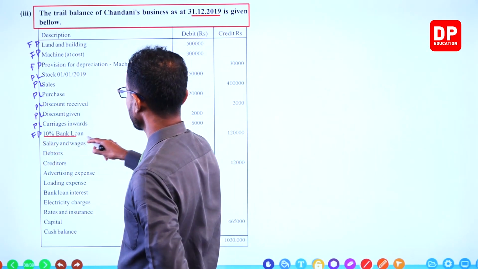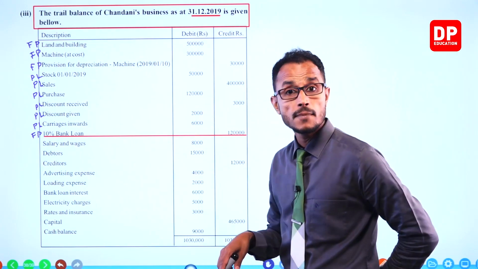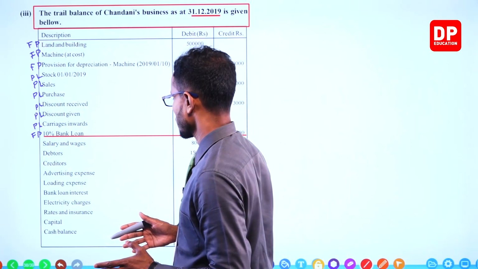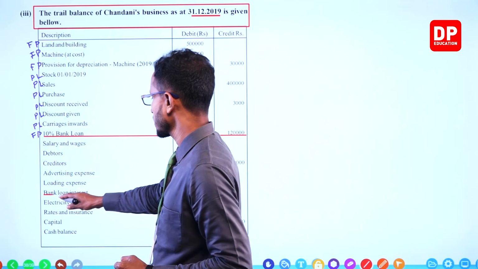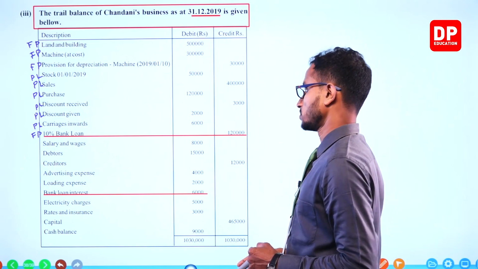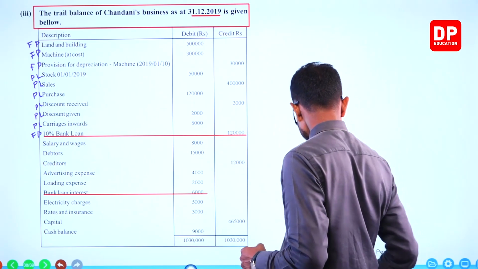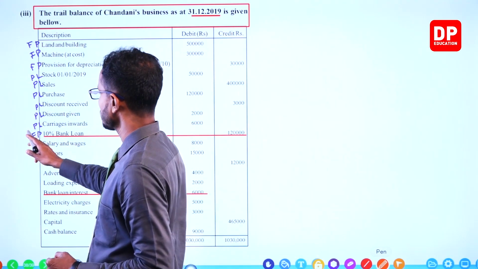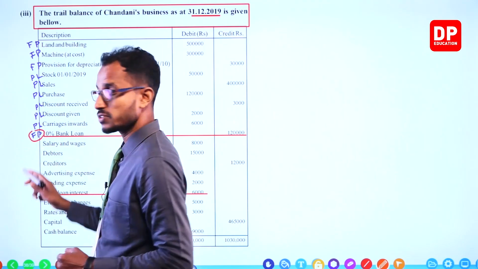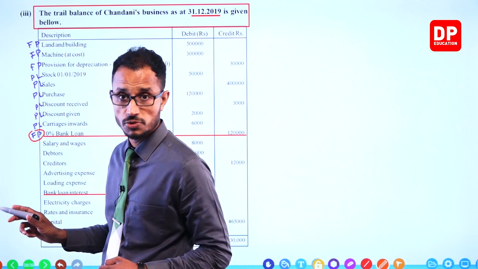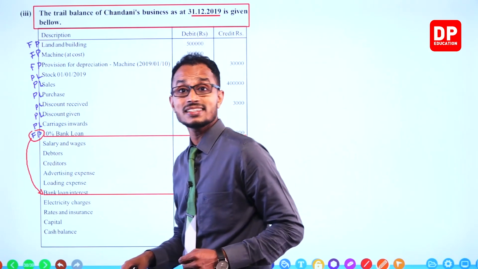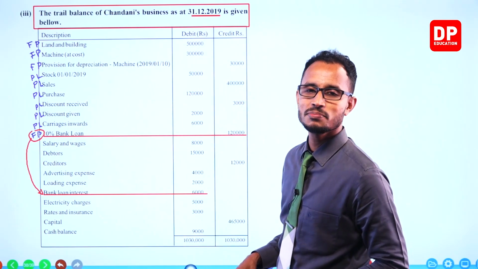Keep it underlined or marked, because there is an adjustment. It's a hidden adjustment, and it is connected to this bank loan interest. So bank loan goes to SOFP, the statement of financial position, but this goes to bank loan interest, so it goes to P&L.